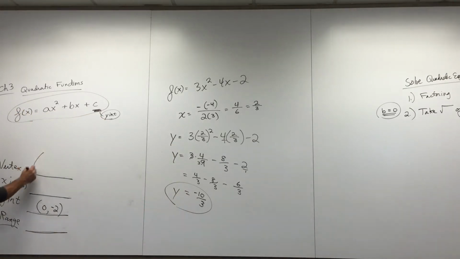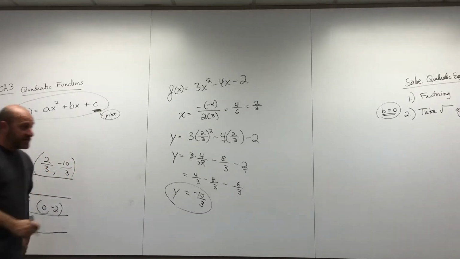What's my vertex? 2/3, -10/3. That's what I'm going to write. I'm going to go draw a picture of this thing.